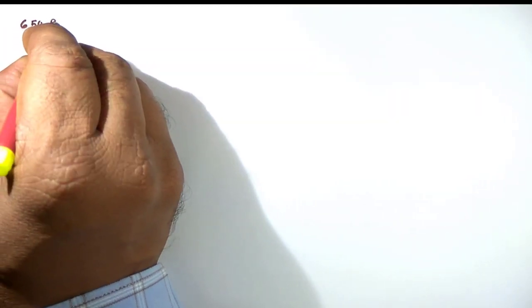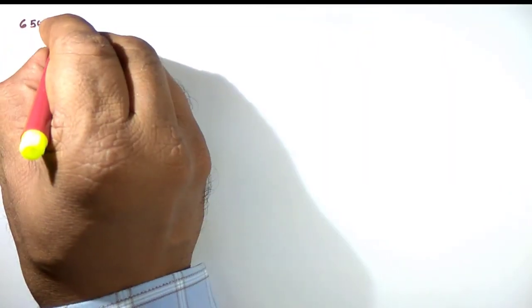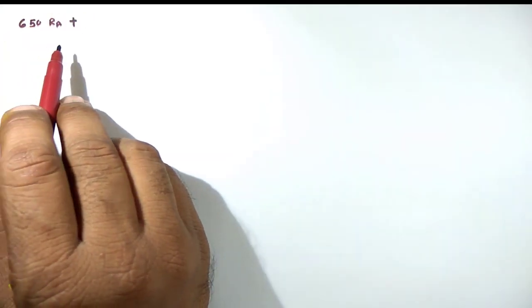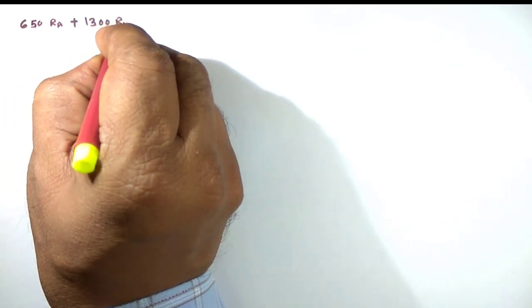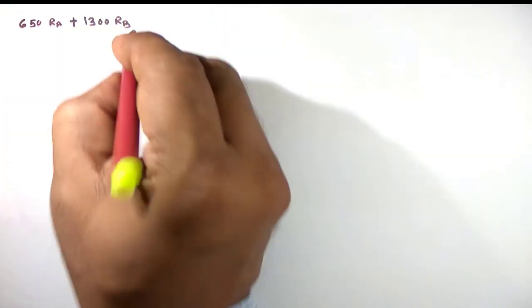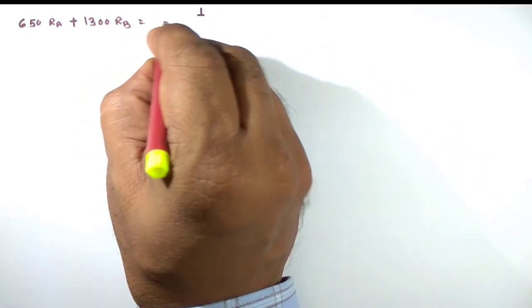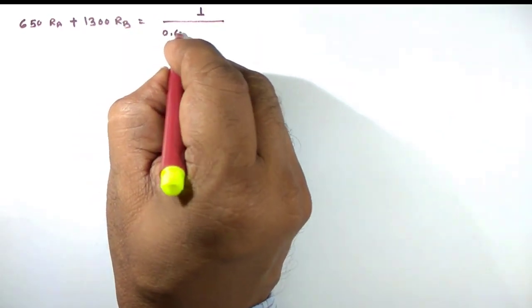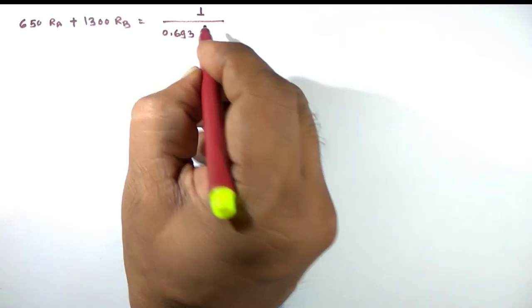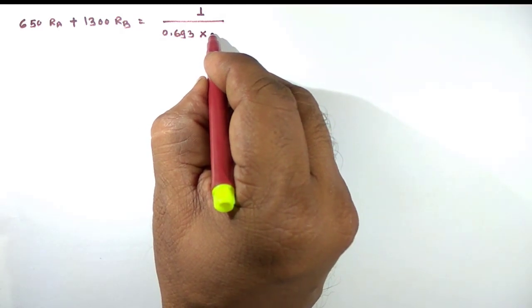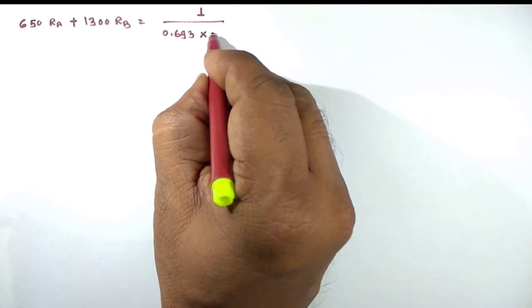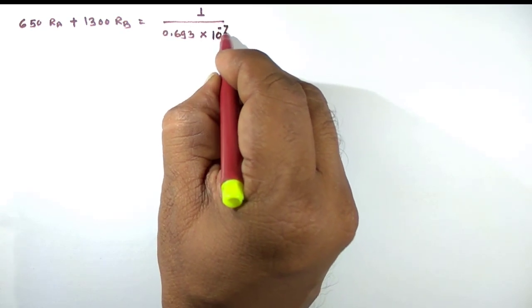Continuing further, we get 650 RA plus 650 into 2, that is 1300 RB, is equal to 1 divided by 0.693 into 0.1, which means 10 raised to minus 1. So 0.1 into 10 raised to minus 6 is nothing but 10 raised to minus 7.